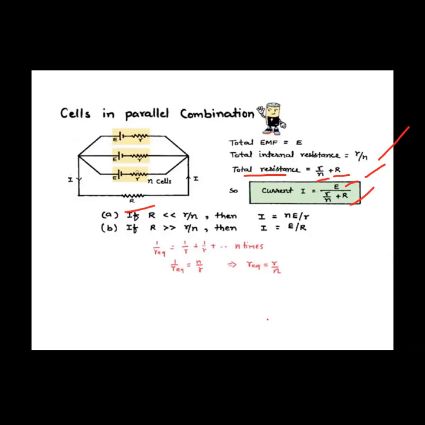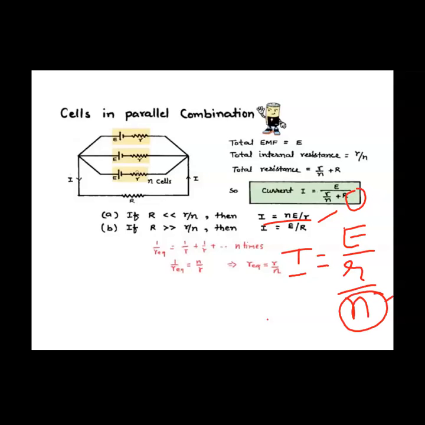Now here also we are going to consider two cases. First case, we will make R very, very less. If capital R, the external resistor which we have connected, is very small compared to r by n, then we can neglect capital R. And if we neglect capital R, our equation of I will become I equals nE upon small r, because it would be I equals E upon r by n. This n will go up in the numerator and it will be I equals nE by r, right children?